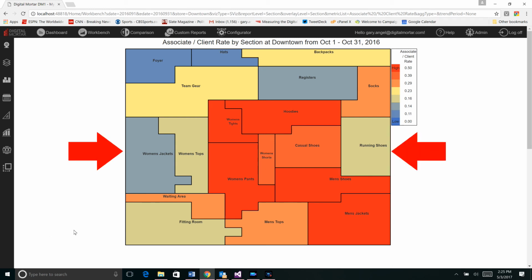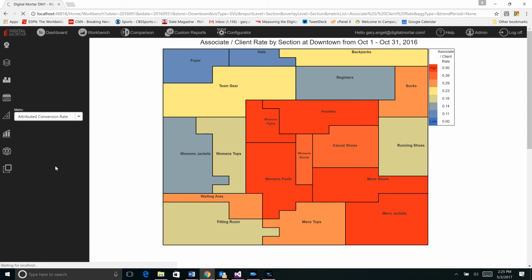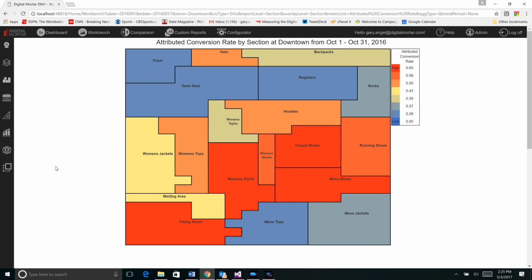But women's jackets and running shoes, both of which draw large amounts of associate time, are still underserved relative to the other shoe areas. And if we take a look at the attributed conversion rate to see how effective those areas of the store actually are, we can see that that dearth of associates relative to customers may be impacting overall store performance. DM1 also includes bespoke reports that drill down into specific areas of staffing.